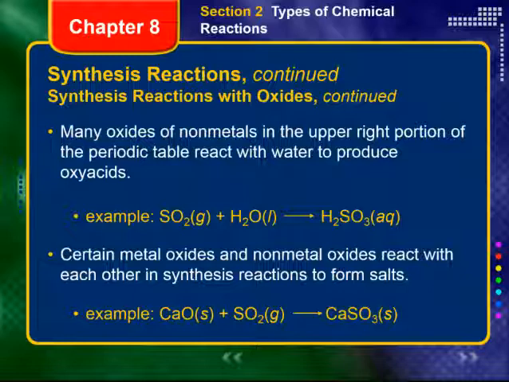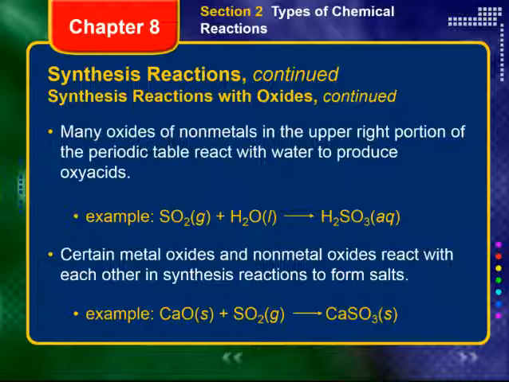Many oxides of nonmetals in the upper right portion, right? Upper right, so the nonmetals, the highly electronegative elements, react with water to produce oxyacids. Remember, those are acids that have oxygen in them. So if we react sulfur dioxide, right? Sulfur being in the upper right-hand portion of the periodic table. If it reacts with water, it's going to form, well, that's sulfurous acid, H2SO3.